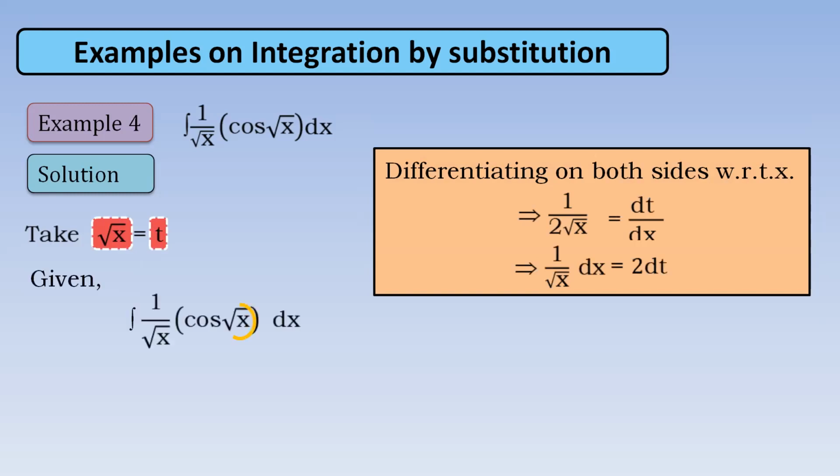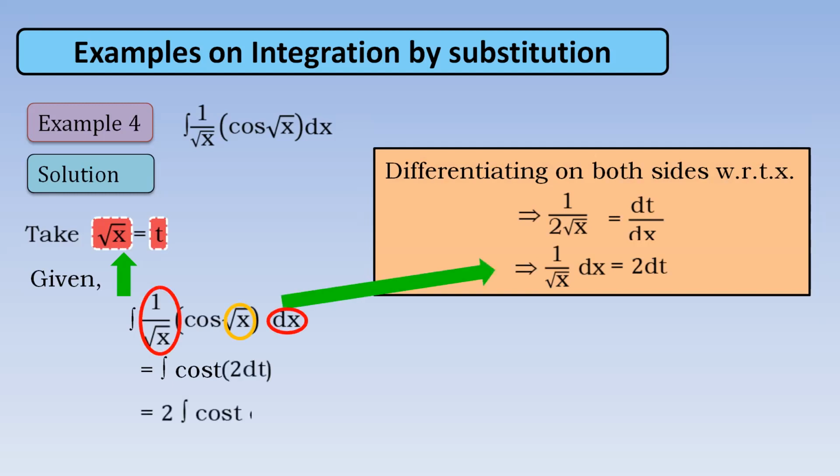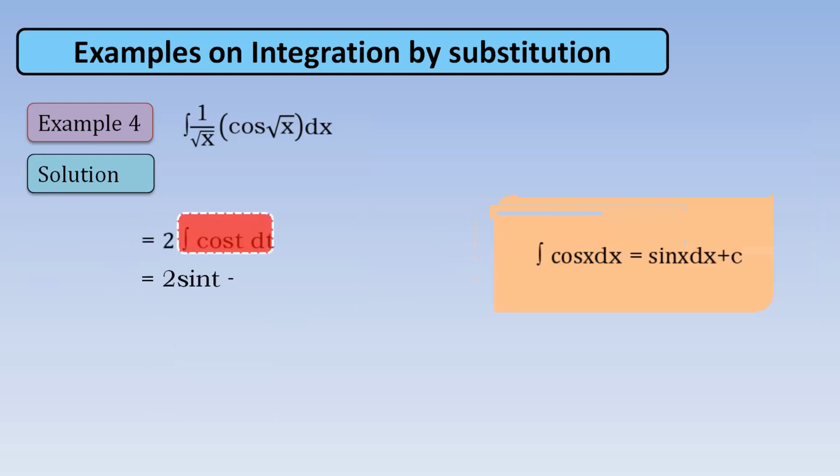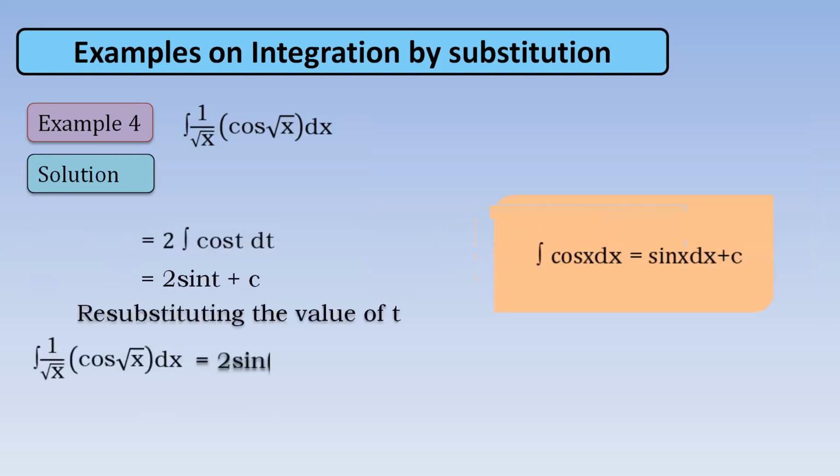So this becomes cos of t, and 1 by root x dx becomes 2 dt. Chalo, what is integration cos? Sine. 2 sine. Done.